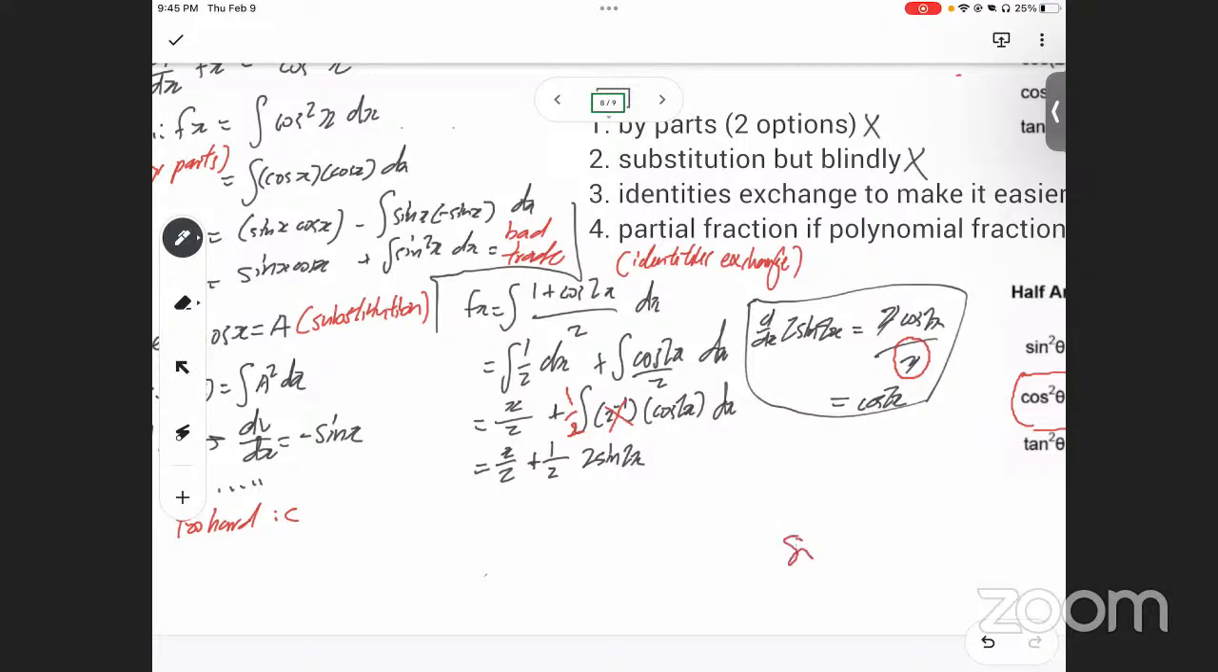I'm asking you to differentiate sine 2x. So what should it be? Differentiation of sine 2x is cosine 2x. That's a good part. And then chain rule? 2. Yeah. Chain rule. There you go.